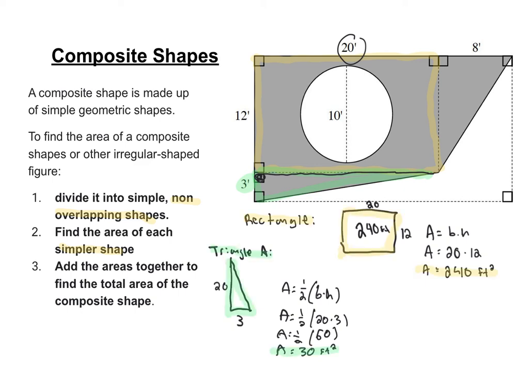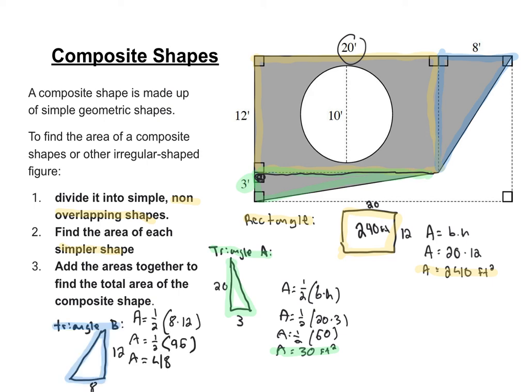Okay, let's do this other triangle. I'm gonna have you guys just pause and see if you can figure that one out on your own. Here's my work for it. I ended up with this triangle B having an area of 48 square feet.